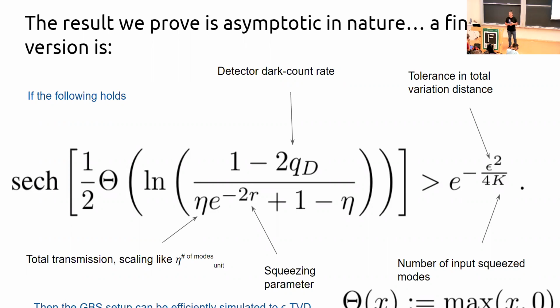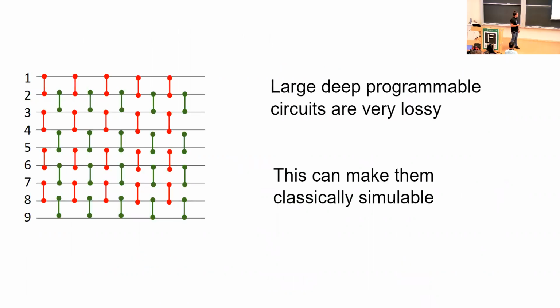So sometimes you say, I want an exact simulation, you set that epsilon to be 0. Sometimes you want a simulation with 1% error, then you will replace that epsilon by that amount. And moreover, when you think a little bit more carefully about this inequality, you find that if the loss scales exponentially with the number of modes, then it becomes trivial to satisfy this inequality, or to be arbitrarily close to the ideal situation, and so you can do it. So that's the no-go result: large, deep programmable circuits are very lossy, and this can make them classically simulable. So you want to not be in this situation.